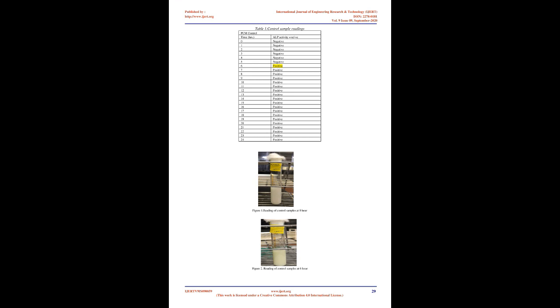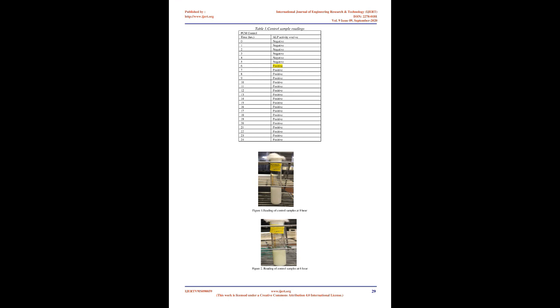10. Positive. 11. Positive. 12. Positive. 13. Positive. 14. Positive. 15. Positive. 16. Positive. 17. Positive. 18. Positive. 19. Positive. 20. Positive. 21. Positive. 22. Positive. 23. Positive. 24. Positive.